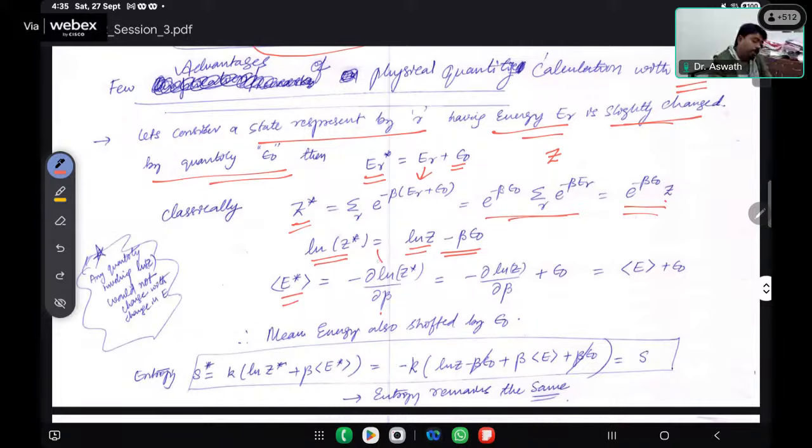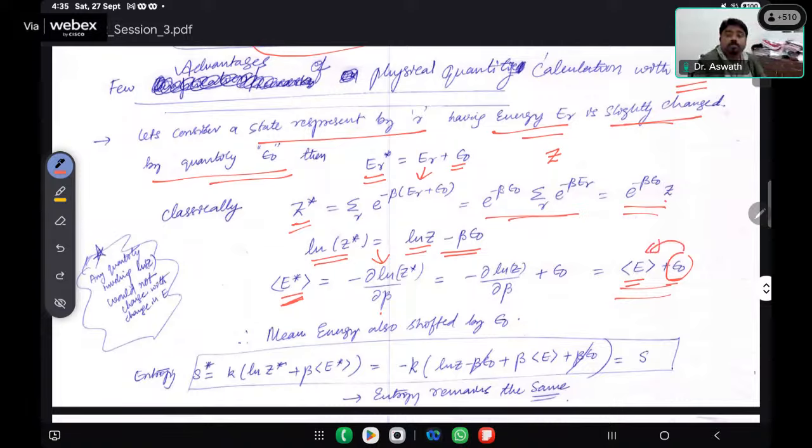And as we know, average energy is the derivative with respect to beta of log of partition function. So let's try to find that here. And what you get? The new average energy is simply old average energy plus whatever new energy is coming from the outside world. So it becomes that simple to find average energy when something is supplied from outside. Using partition function, you can find the new average energy value by just adding that energy value to the old energy value.